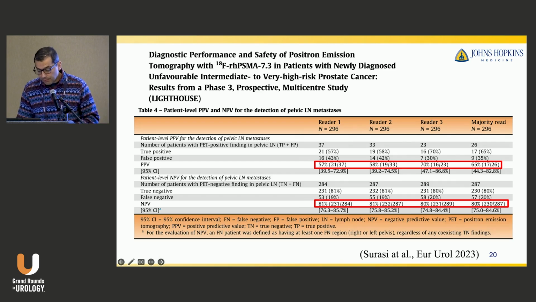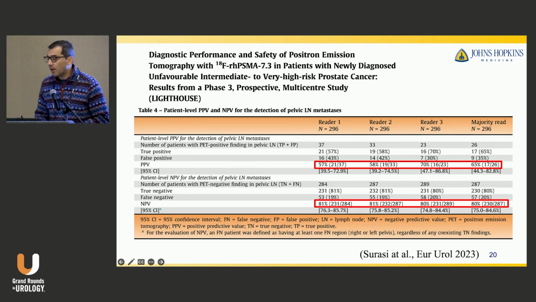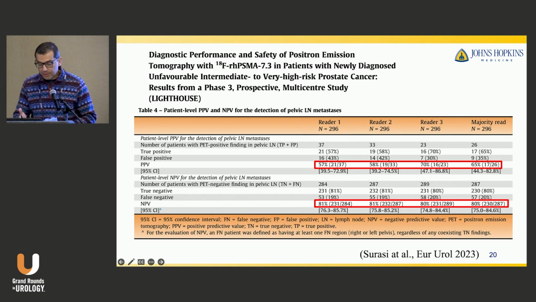Bigger studies have been performed. This is the Lighthouse trial. The senior author here was Brian Chapin at MD Anderson. We were co-authors on this. And you could look at the positive predictive values and see that there's variability in the reader, and that the positive predictive value is close to maybe 60% composite. This is consistent with the Osprey trial, which is another big trial looking at this. And the negative predictive value is around 80%.